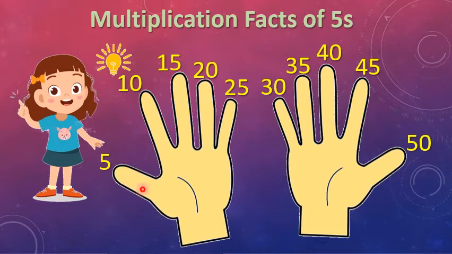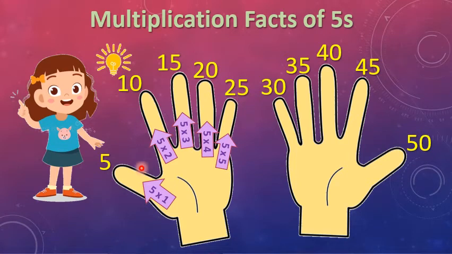5, first finger, it means 5 by 1. Second finger means 5 by 2 equals 10. Third finger means 5 by 3 equals 15. 5 by 4 equals 20. 5 by 5 equals 25. 5, 10, 15, 20, 25.